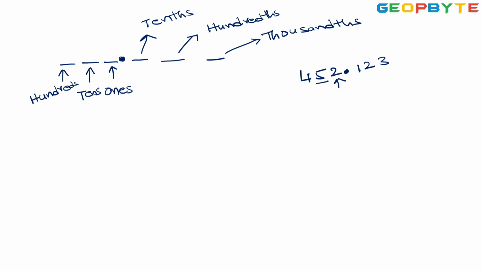Now, how to express this one? For example, if I want to expand this one, we can write it as 4 into, now this 4 is at which position? Hundreds position, right? So 4 into 100 plus 5 is at which position? Tens position. So 5 into 10 plus 2 is at which position? Ones position. So 2 into 1 plus, we are having 1.